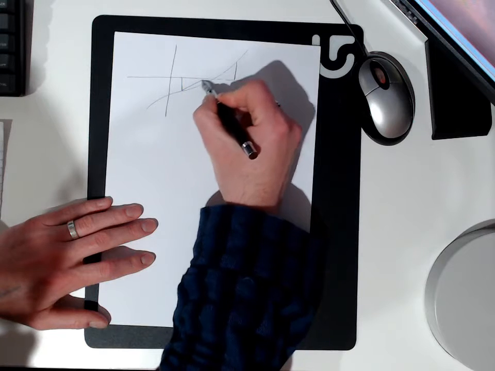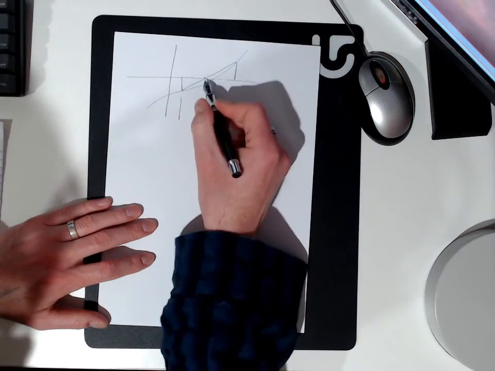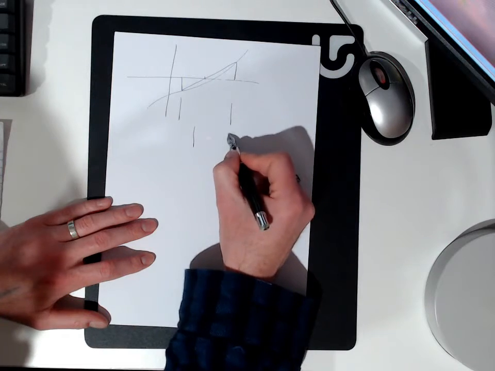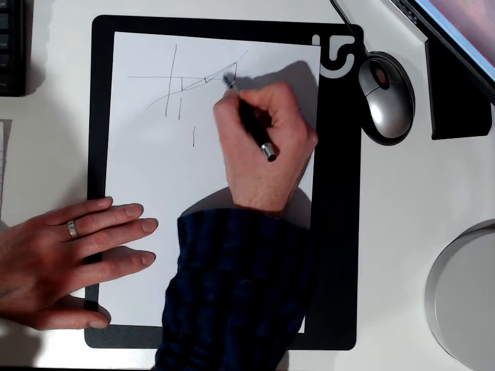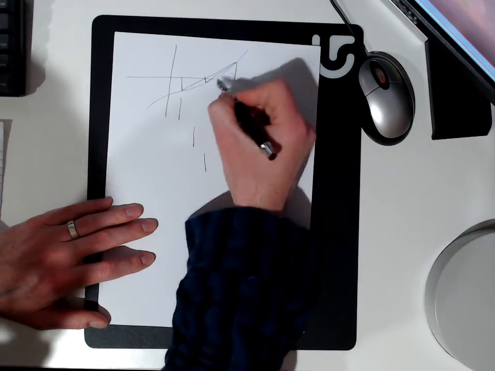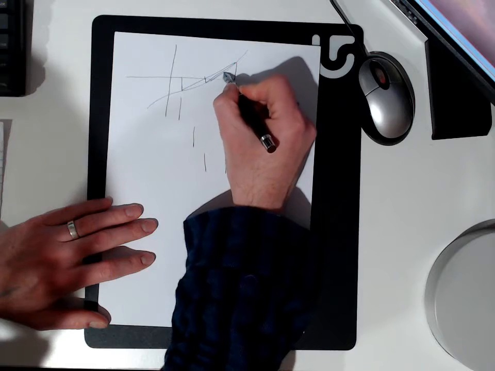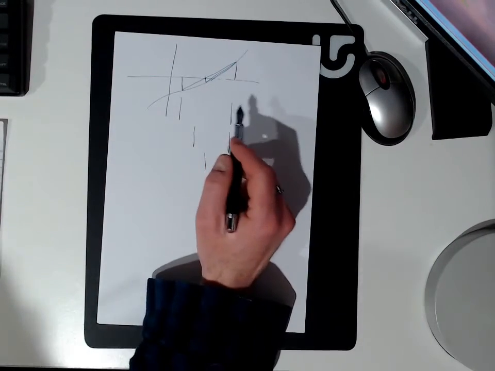So I find the line in between. That gives me my new estimate. So here's our interval, and then we take our new estimate. We get that. Take a new estimate. And you see what's going on.